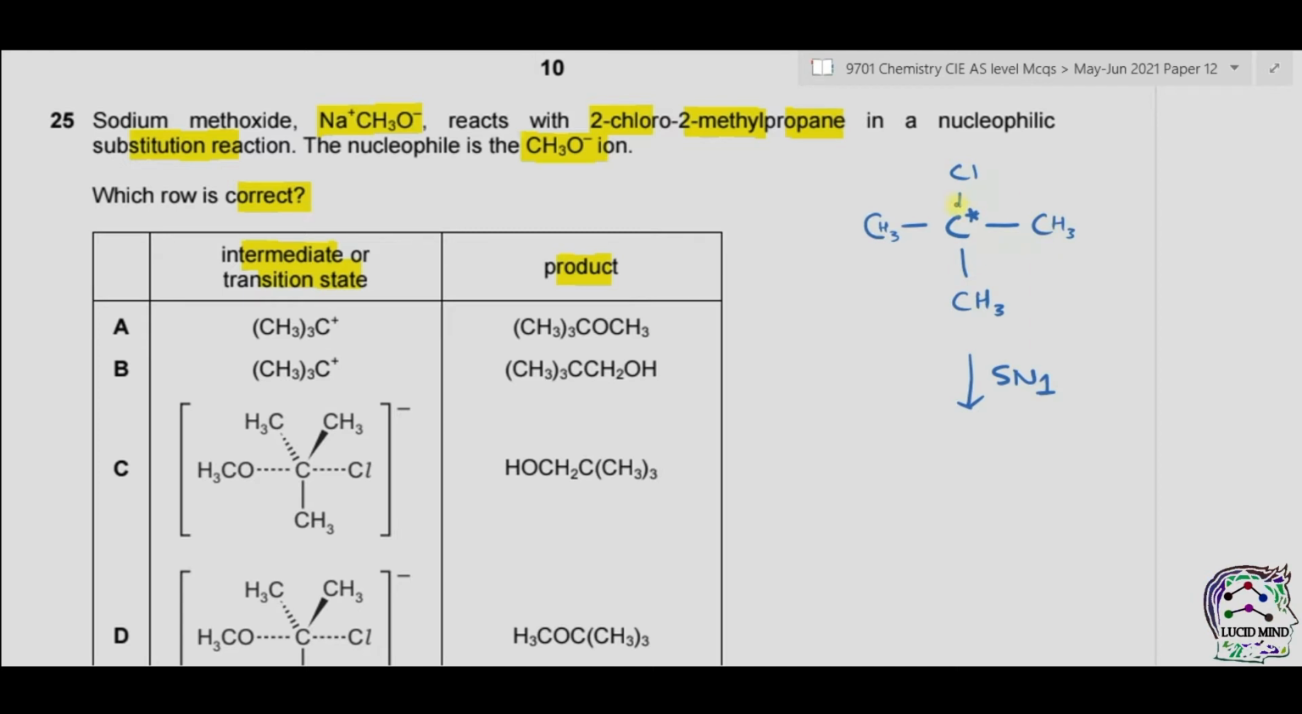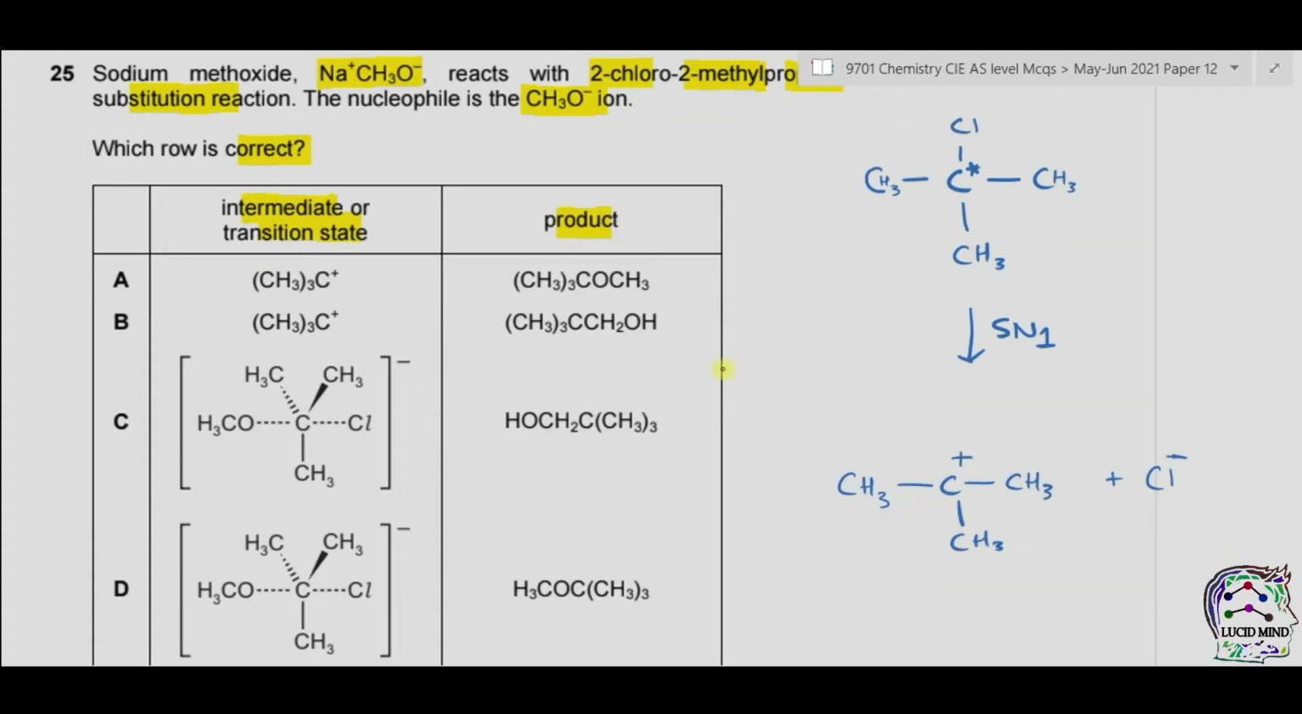And what happens is that first this bond is broken by heterolytic fission and we have these two products, CH3, CCH3. This one becomes positive and Cl is removed. Now in second step, as the nucleophile is CH3O negative, this will attack this carbocation and form this product. We have CH3O carbon, then 3 methyl groups are also attached.